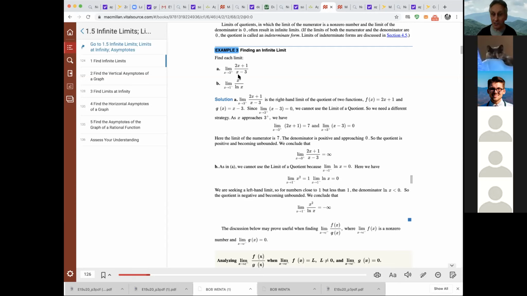Whereas if it was coming from the left, when you get close to 3, this is still positive 7, but this is less than 3. And as a result, you get negative. That means it would be going to negative infinity. This problem specifically was saying from the right, so the answer is positive infinity, okay? And that's a key thing I want to point out. Be conscious of that. From the right, from the left matters in those kinds of situations.